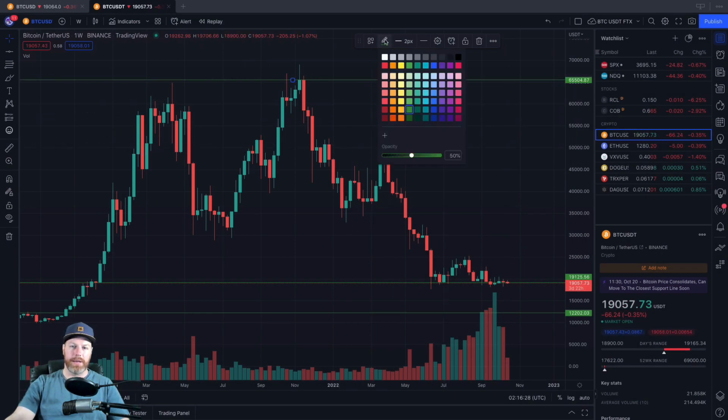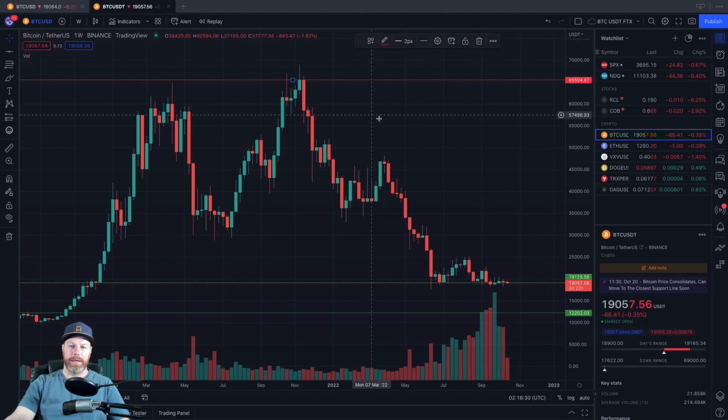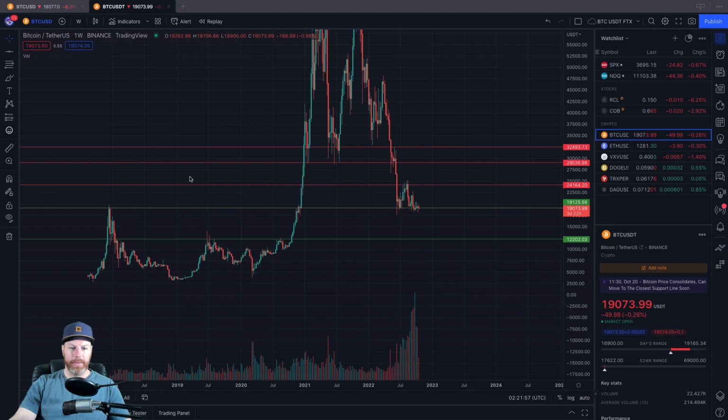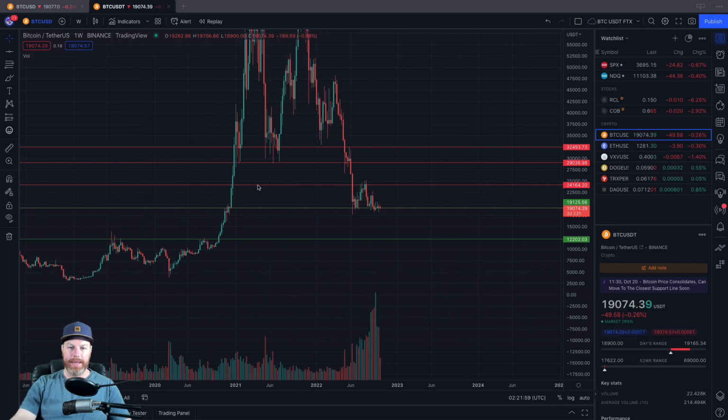So I'm going to change this line to red because we are currently below this. If we were to revisit that in another bull run, let's hope that comes soon, we will find on balance of probability there will be some stalling of the price at this level. The last thing that we're going to look at are some triangle and wedge patterns.